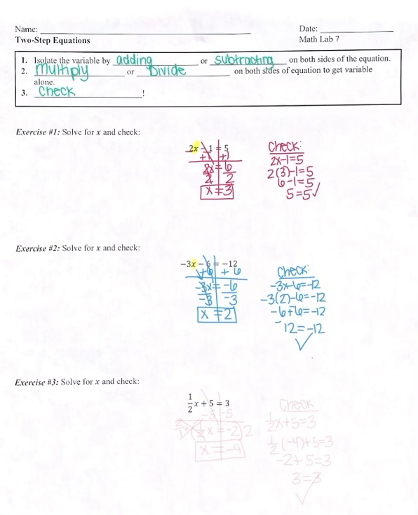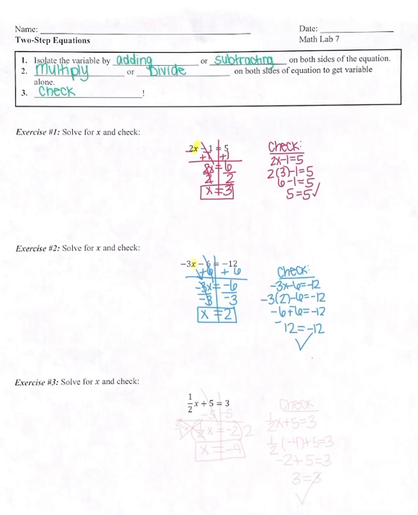Now, a lot of students hate doing the checks, but the check is your cheat. If you get something that isn't true at the end, then you know that your answer was wrong, so you can go back and fix it. It's your cheat. It tells you if you're right or wrong.